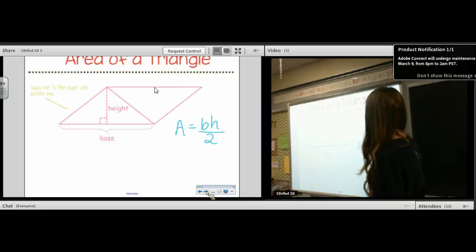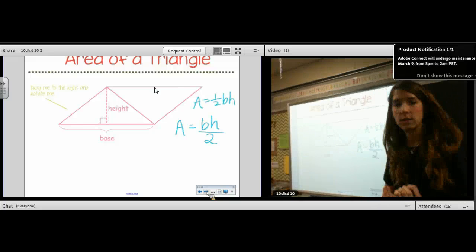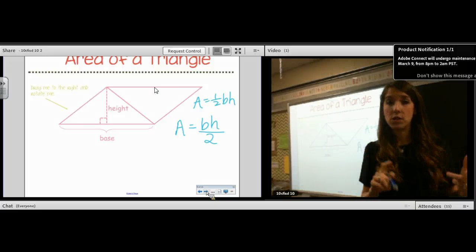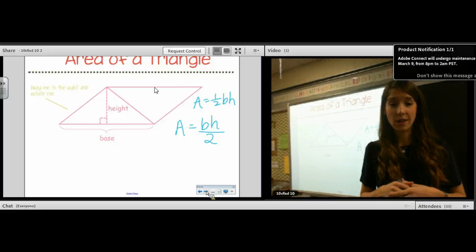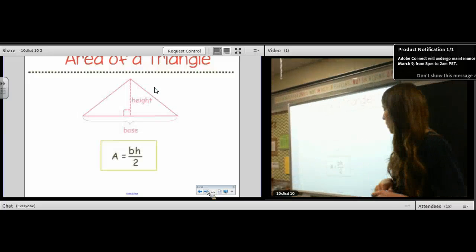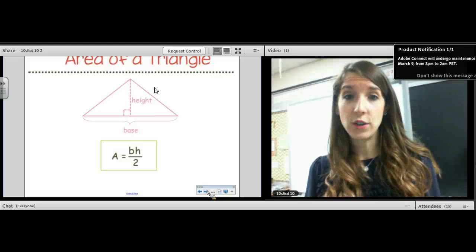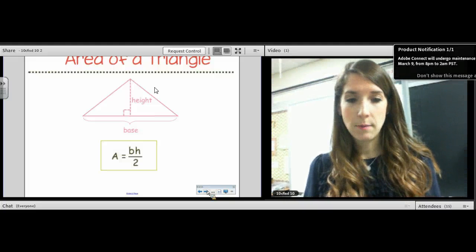Now, how else are you going to see this? You're going to see it like this on your formula chart. So be aware that those two are the exact same formulas, and you can use them interchangeably, and you can use whichever one you like better, whether you like 2 in the denominator or whether you like 1/2 as your coefficient. Same difference.